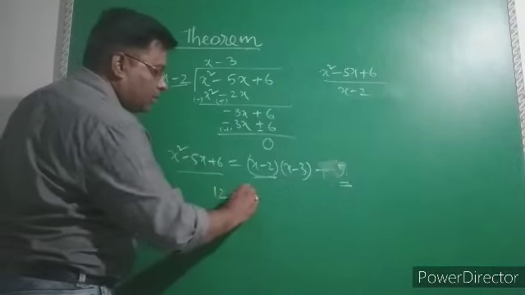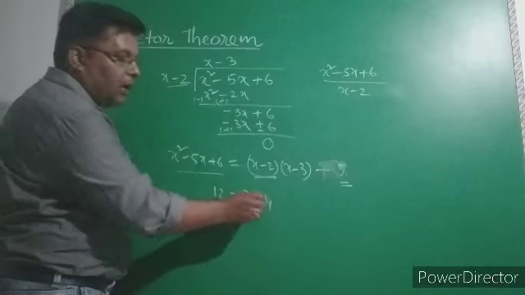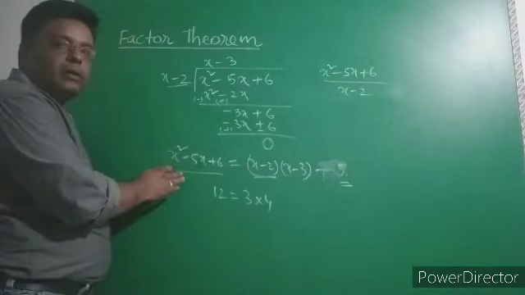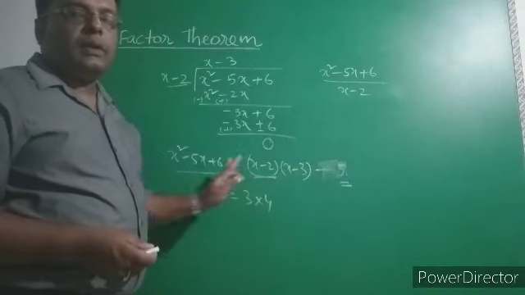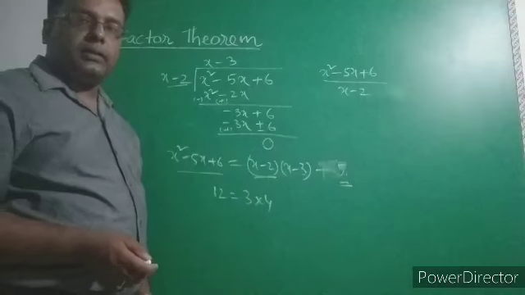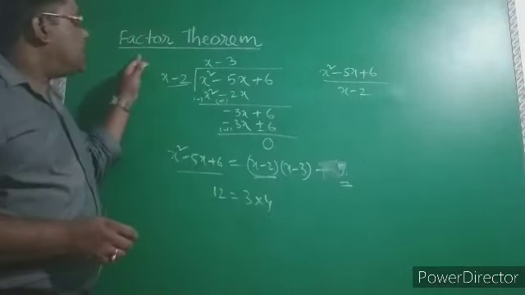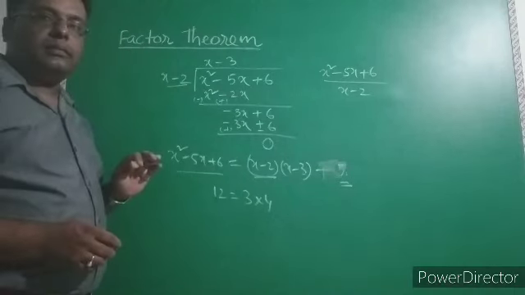Similarly, 12 equals 3 into 4, so 3 and 4 are called the factors of 12. Similarly, x minus 2 and x minus 3 are called the factors of this polynomial. That is, when we get remainder 0, we get the factor. Now, using the remainder theorem, we will write the definition of the factor theorem.